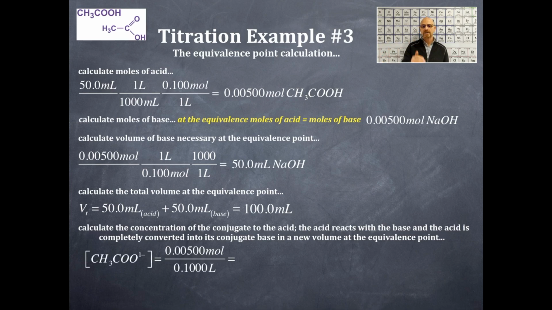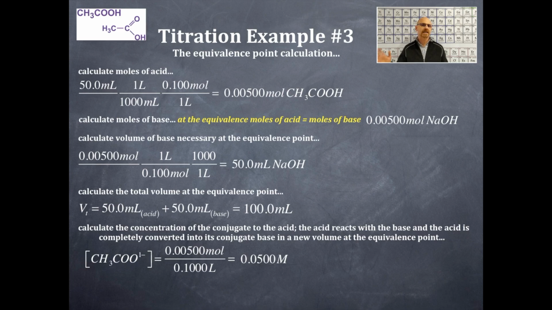So I've got 0.00500 moles of the acetate ion at the equivalence point. And this is in a total volume of 100 milliliters, and I've converted that into liters there for you by dividing by 1,000. Now, I'm going to take those two numbers, the moles and the liters, divide them, and I'm going to get my value for the molarity, that is the concentration at the equivalence point of the acetate ion. And that is 0.0500 molar.